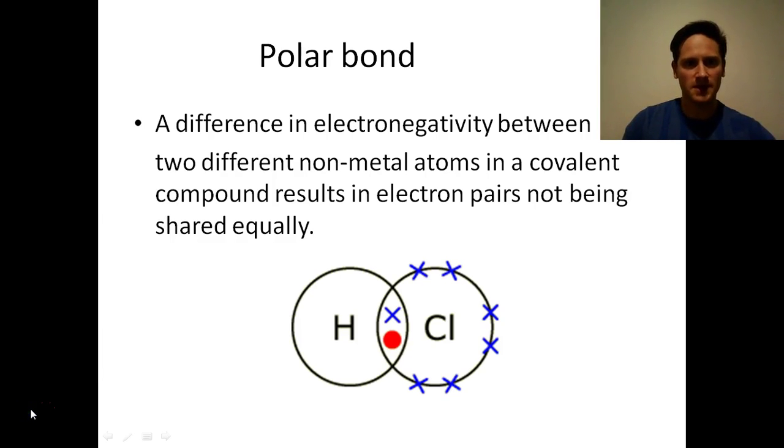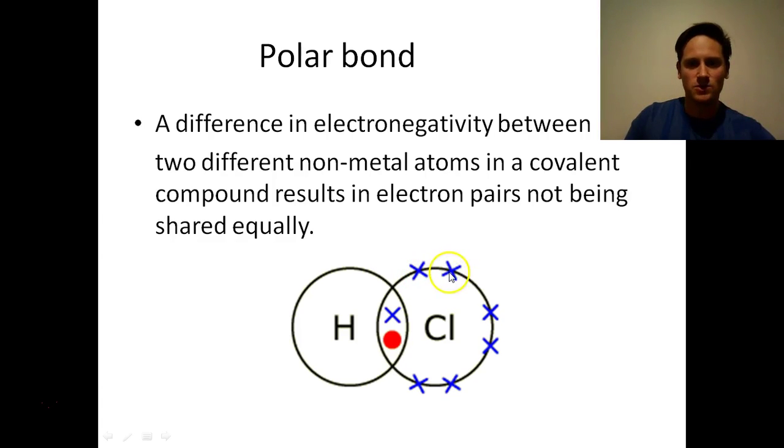So, a polar bond is a difference in electronegativity between two different non-metal atoms. So here we've got two different non-metal atoms. We've got a hydrogen atom and we have a chlorine atom in a covalent compound, and that results in electron pairs not being shared equally. Now this is a covalent compound because we've got two non-metal atoms and we have a covalent bond, and that's represented here. So with the chlorine we have the valence electrons represented as blue crosses.